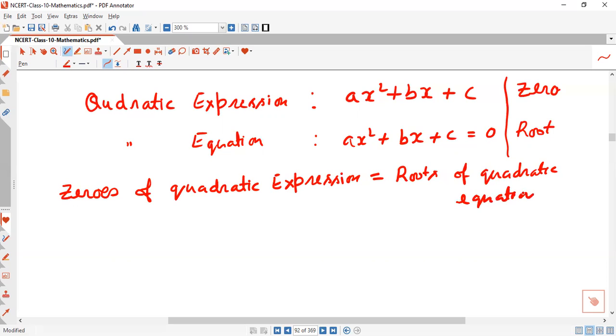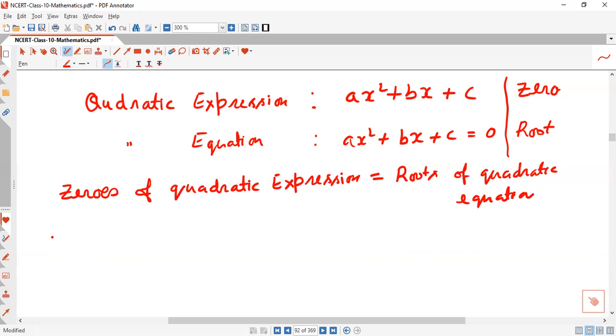So do not be confused with the zeros and the roots. Both are saying the same thing. The zeros of a quadratic expression are nothing but the roots of the quadratic equation. So suppose the roots are given to you and you have to write down the quadratic equation. Zeros of quadratic expressions are basically the roots of the quadratic equation.